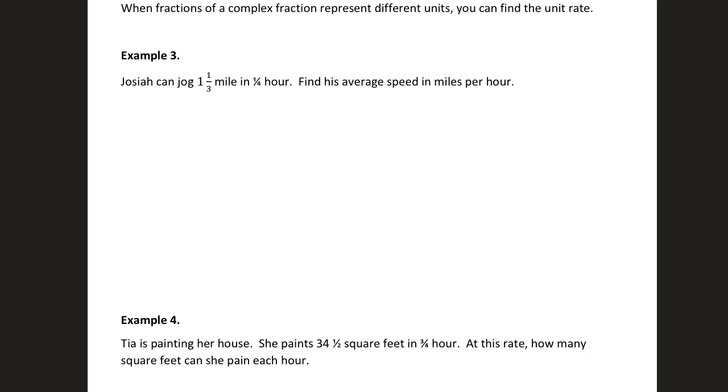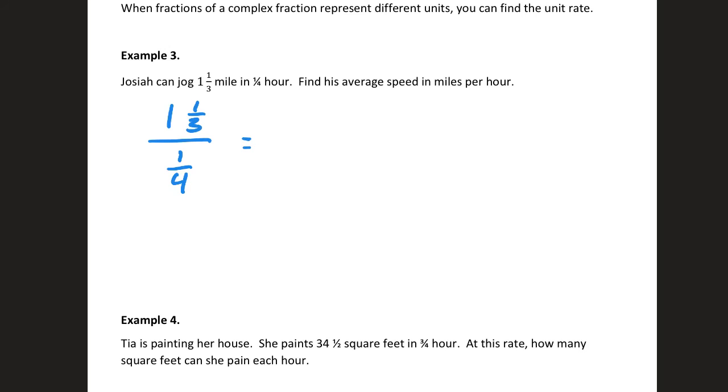So we can use this to find unit rates as well. Okay, when complex fractions represent different units, you can find the unit rate. So first word problem here: Josiah can jog 1 1/3 of a mile in 1/4 of an hour. Find his average speed in miles per hour. Well, to do that, we would have to take 1 1/3 divided by 1/4, right? So we have a complex fraction here, right? So let's write this as a division problem.